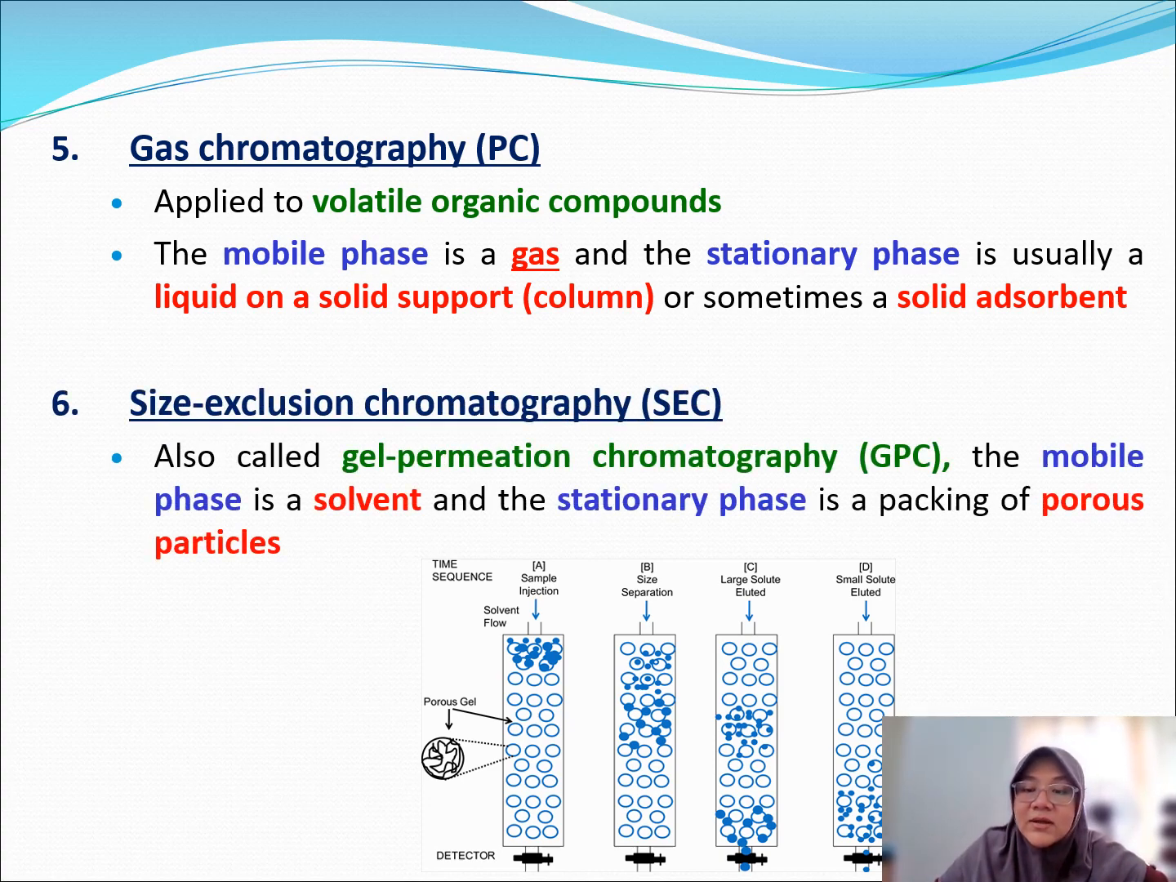And number 6, the last chromatography adalah size exclusion chromatography. Dia menggunakan gel permeation, okay, di mana the mobile phase will be the solvent yang akan move the components, okay, and the stationary phase will be the porous particles, okay. That's why the porous particle comes from the gel itself lah, okay.